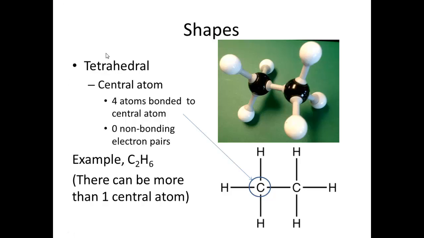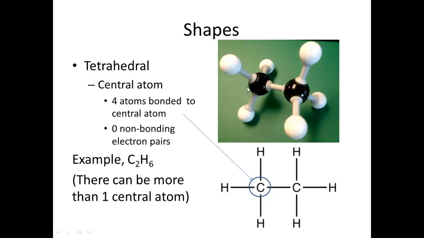The shape name is tetrahedral. The central atom here is carbon. That's the one in the middle, the one that bonds other things and links it together. You can draw this sketch if you want, or do the sketches for homework. Just sketch the picture.